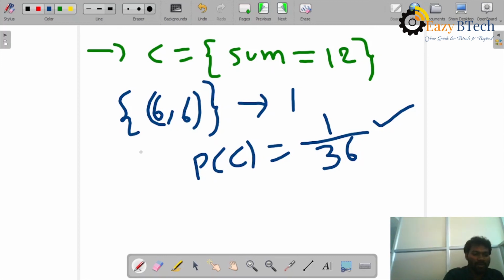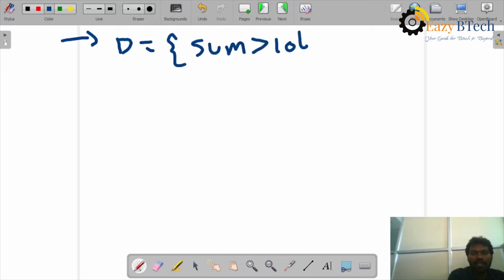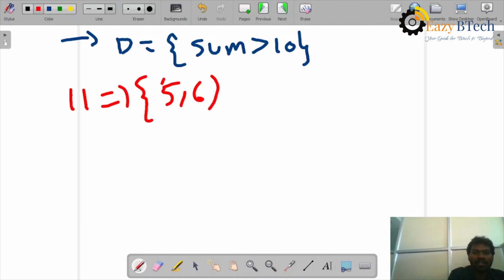And if you see another problem, another event, defined like this. Another event is D. D means they gave you sum greater than 10. Sum greater than 10 means 10 is not included here. That means we should have either 11 or 12. What are the chances of getting 11? 11 means 5 comma 6 and 6 comma 5. These are the only two chances to get the sum 11.